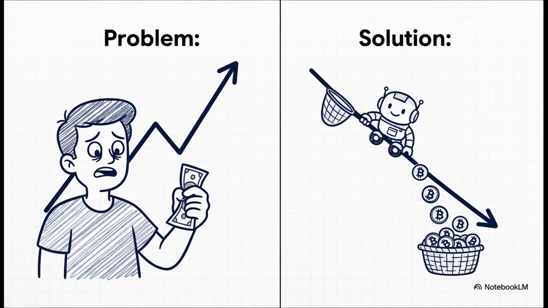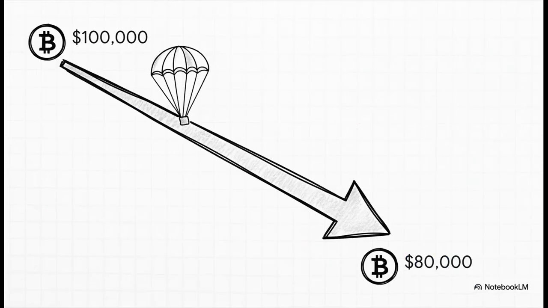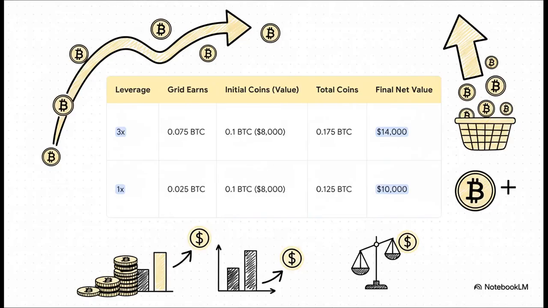What that does is it's designed to earn you more coins as the price actually goes down. All right, so let's flip the script completely. Imagine Bitcoin peaks at 100 grand. You start a short grid with 0.1 BTC. And then the price corrects. It drops down to 80,000. So what happens now?